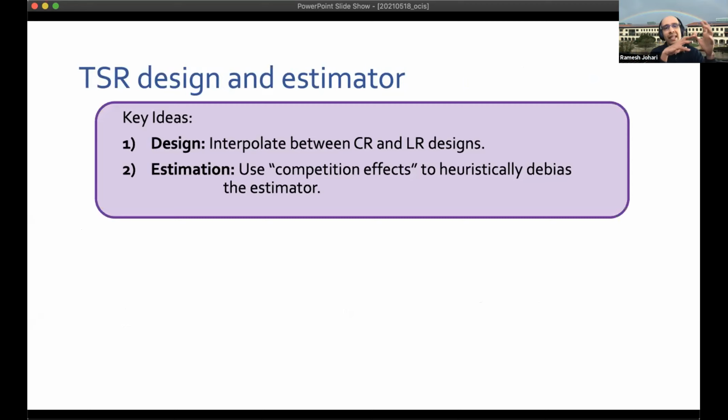So, we came up with two interesting ways to leverage design and estimation to deal with the issues of bias that we've shown you so far. One of them, from a design standpoint, is to interpolate between the CR and LR designs. And the other, from an estimation standpoint, is to use competition effects to heuristically debias the estimator.